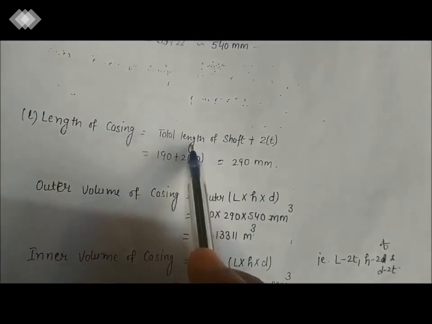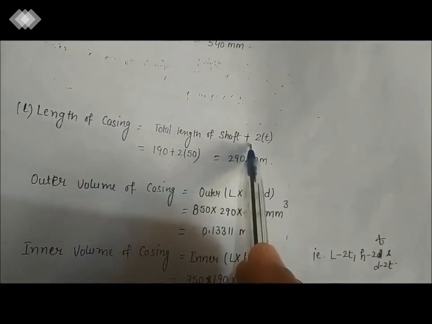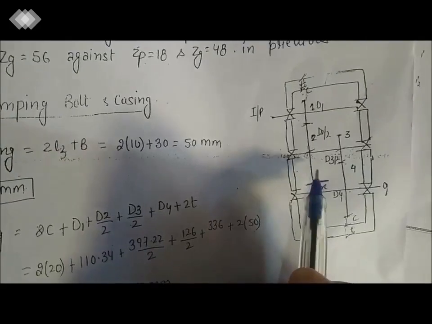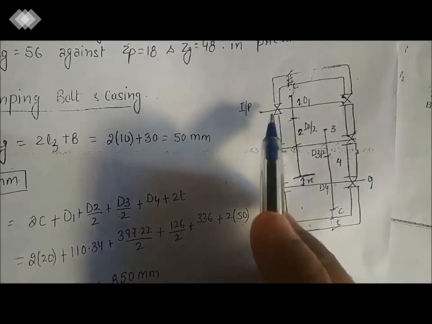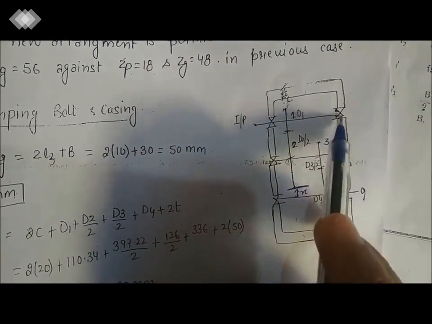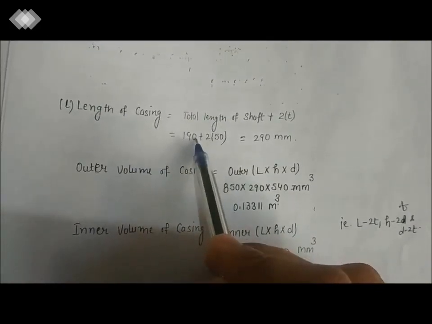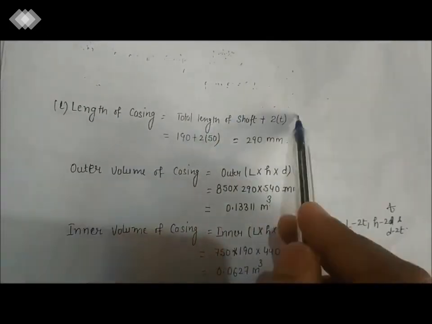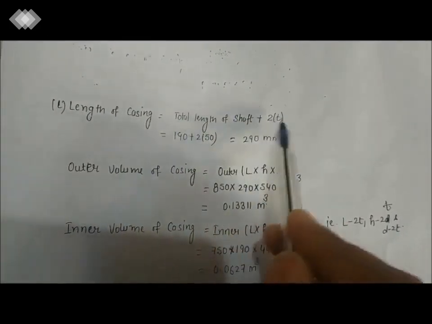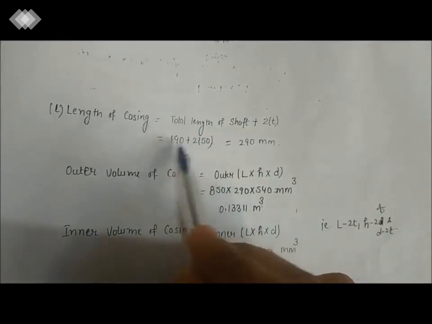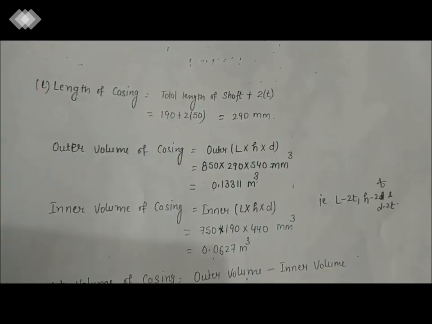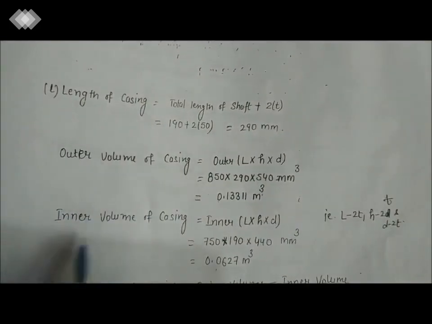Then length of the casing. Length of the casing is total length of the shaft plus 2t. So we already have the length of the shaft plus 2 into t, and we have already calculated the value of this t. So we get the length of the casing. So let's calculate the outer volume of the casing and inner volume of the casing.